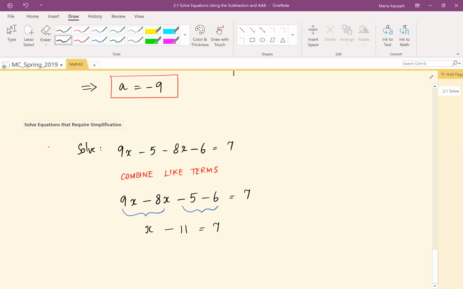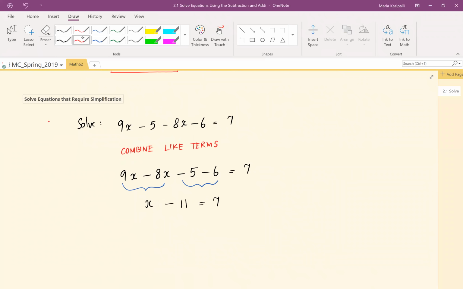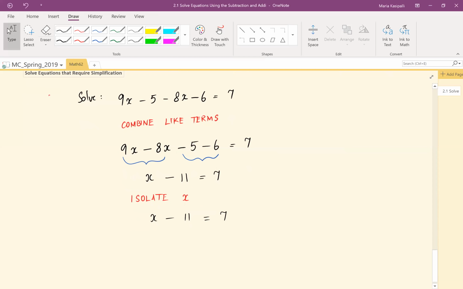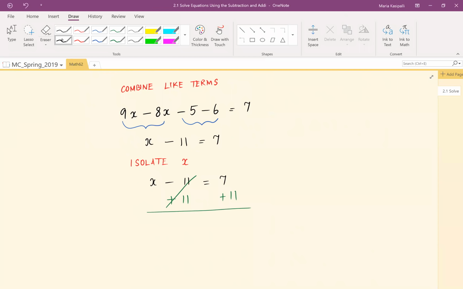Now that we've combined the like terms, we collected all the variables together, so we now have a single x. And at this point, you could continue to apply your subtraction or addition properties of equality. And so this time we will try to isolate x. And for us to do that, I have to get rid of the -11. In order to do that, I have to add 11 on both sides, +11. That goes away, leaving us with x equals 7 plus 11 is 18. We got the answer. Okay.